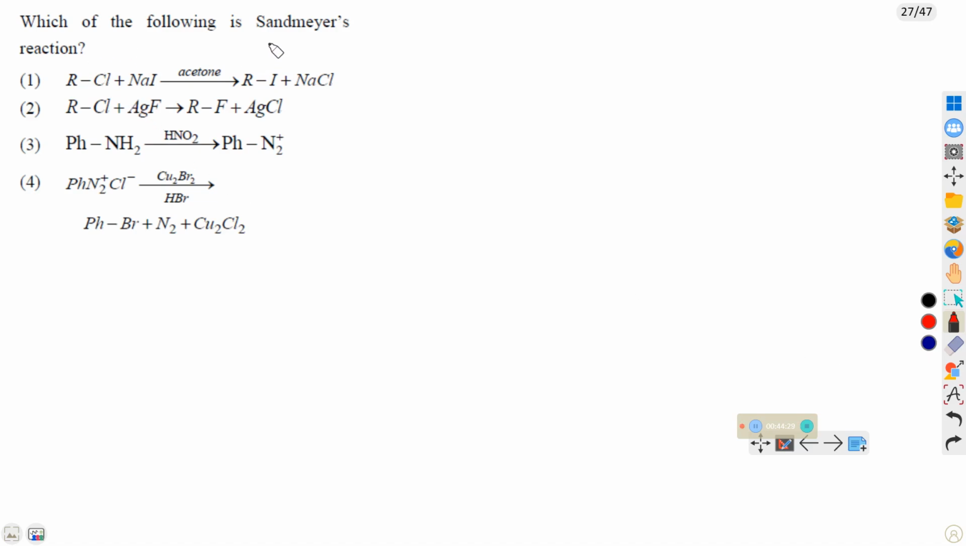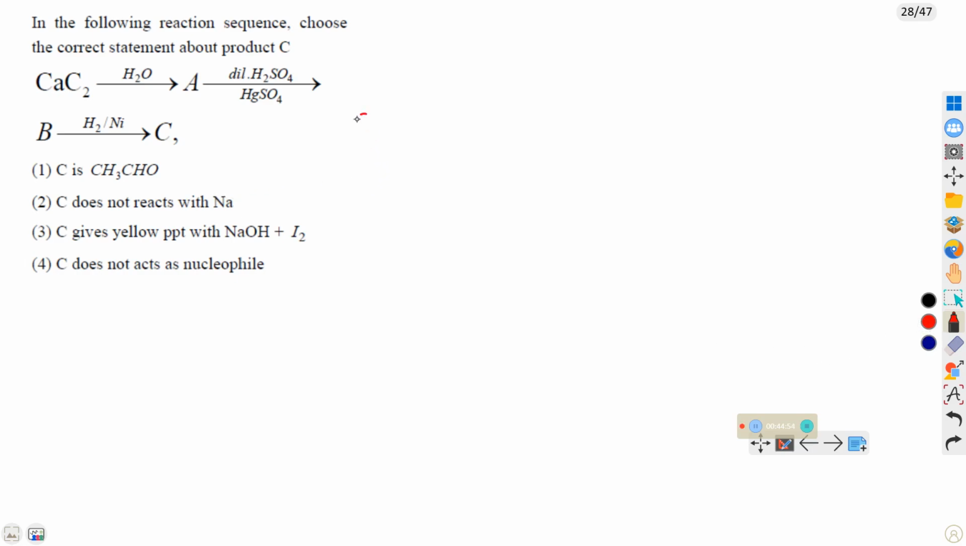Which of the following is Sandmeyer reaction? First one is Finkelstein reaction. Second one is Swarts reaction. Third one is diazotization. Fourth one is Sandmeyer reaction. Benzene diazonium chloride converted to bromobenzene.